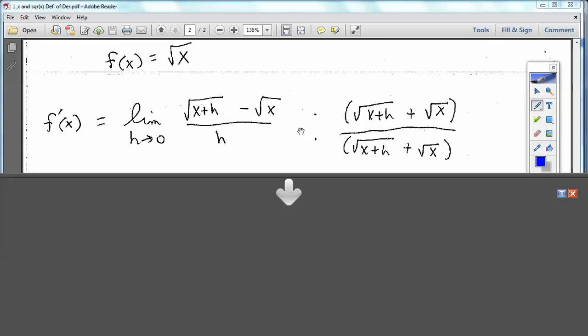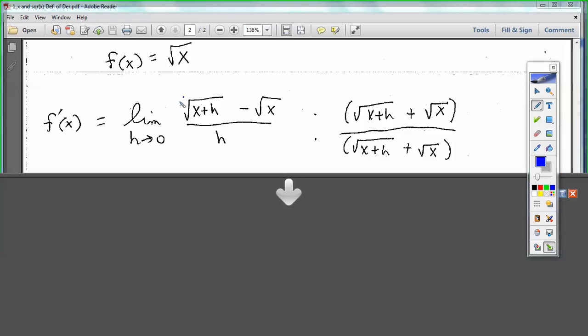But here's some algebra we can do, right? We need to be able to do this algebra. So we're going to multiply by a minus b times a plus b. So we've got radical minus a radical, and we're going to multiply by radical plus a radical. Okay? So when we do that, we get the FOIL here. When you take this times this, what do you get? X plus h. The outers and inners are going to drop out.